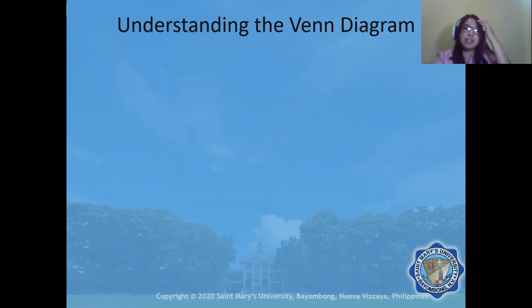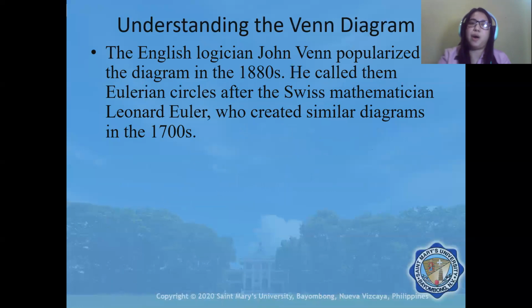So let us understand the Venn diagram by also considering some historical background. It is the English logician John Venn who popularized the diagram in the 1880s. Another term for Venn diagram is Euler's circle or Eulerian circles, after the Swiss mathematician Leonhard Euler, who created similar diagrams in 1700. So sometimes a Venn diagram is also called Euler's circle or Eulerian circles.